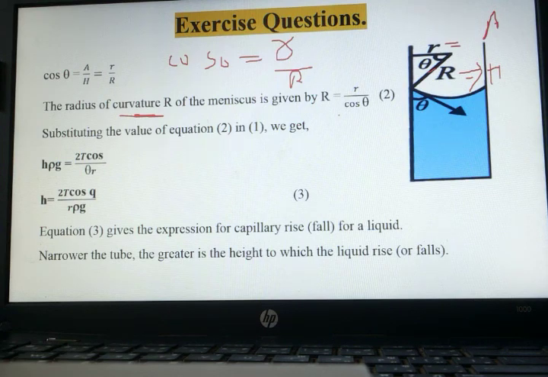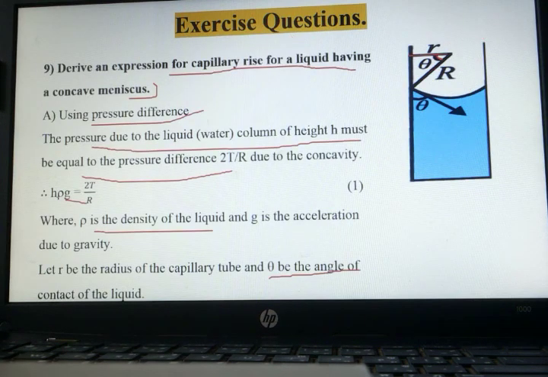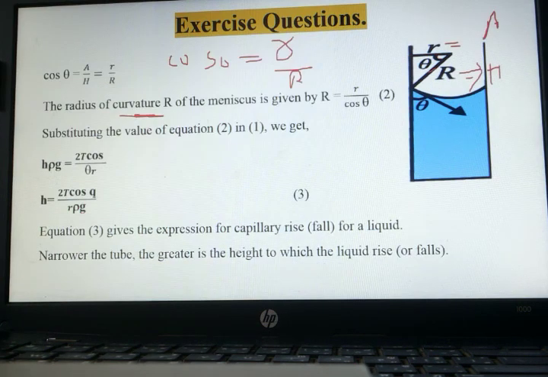This is equation 2. And what was our previous equation? h rho g is equal to 2T upon R. So in this R, what can we substitute? r upon cos theta. But as cos theta will come in the denominator, ultimately it will move to the numerator. So what we'll get is h rho g equals 2T cos theta upon r.